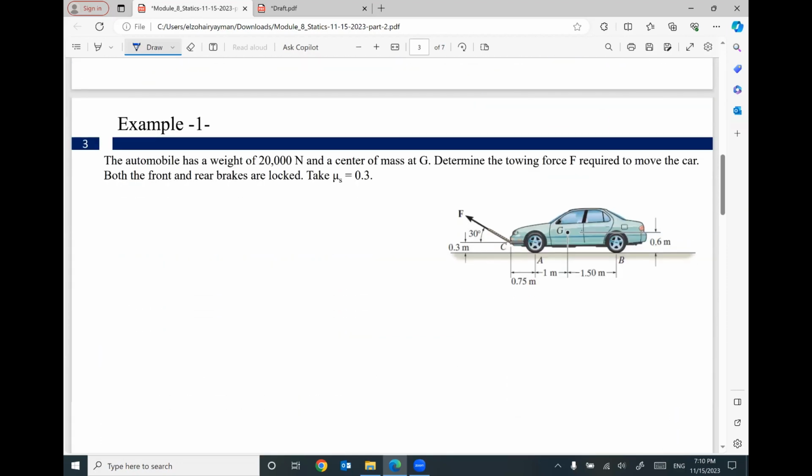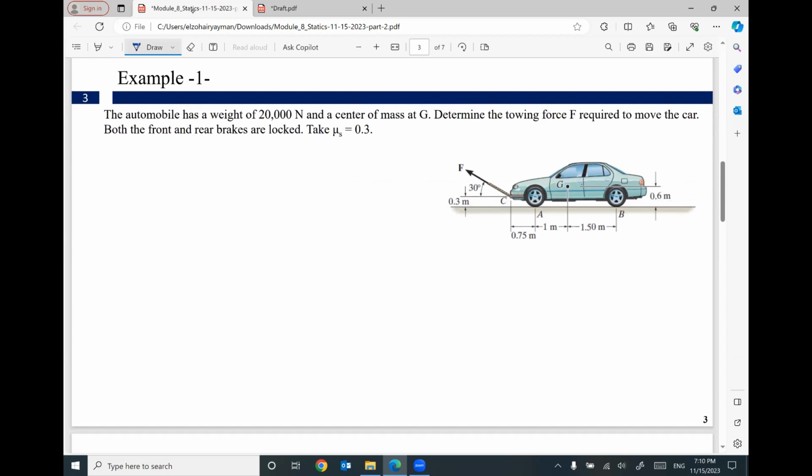The first example I have, we have this car.